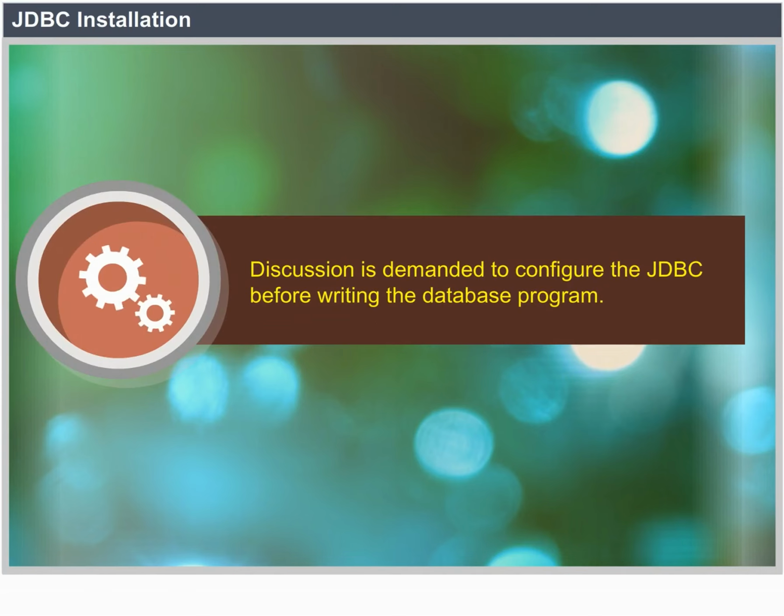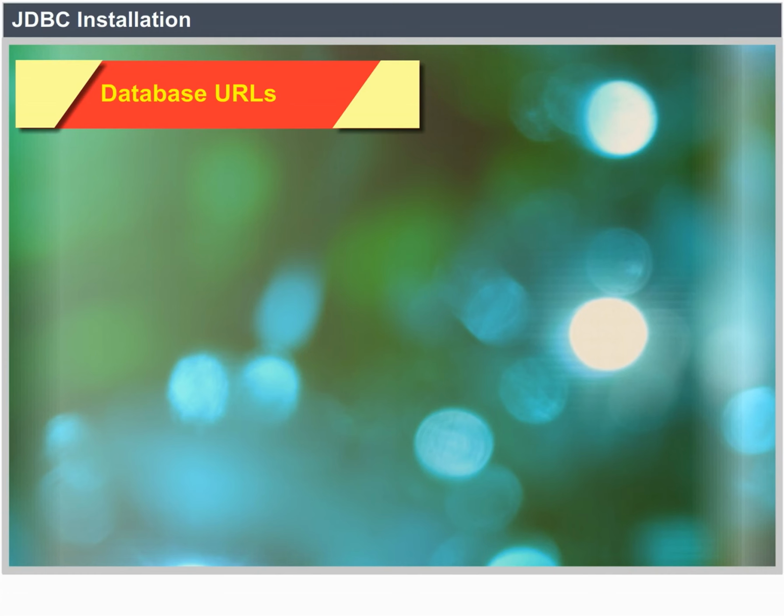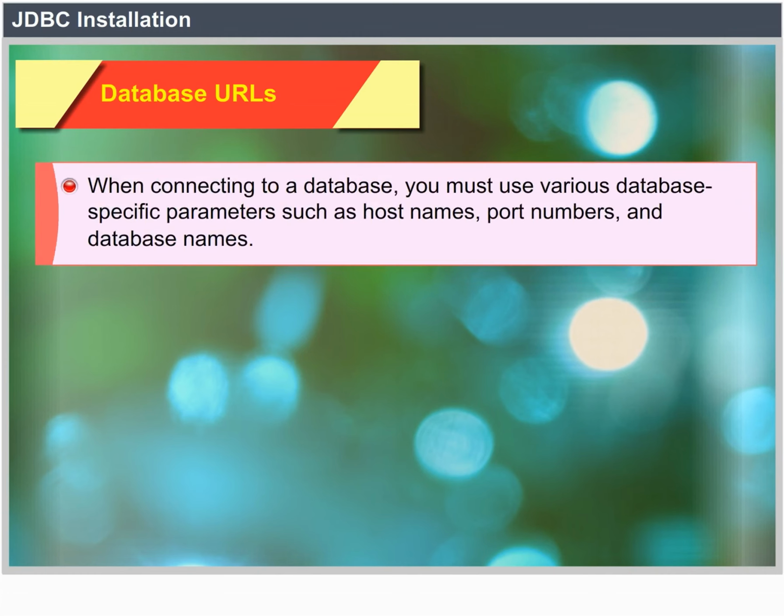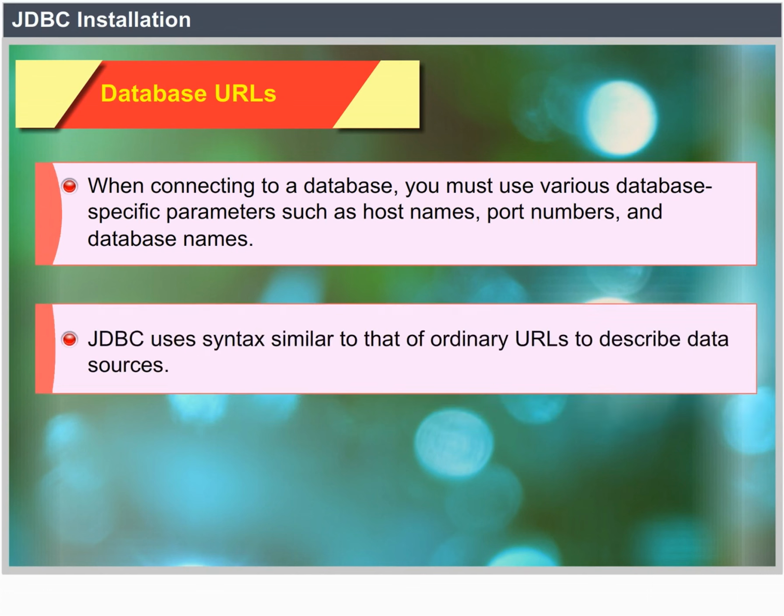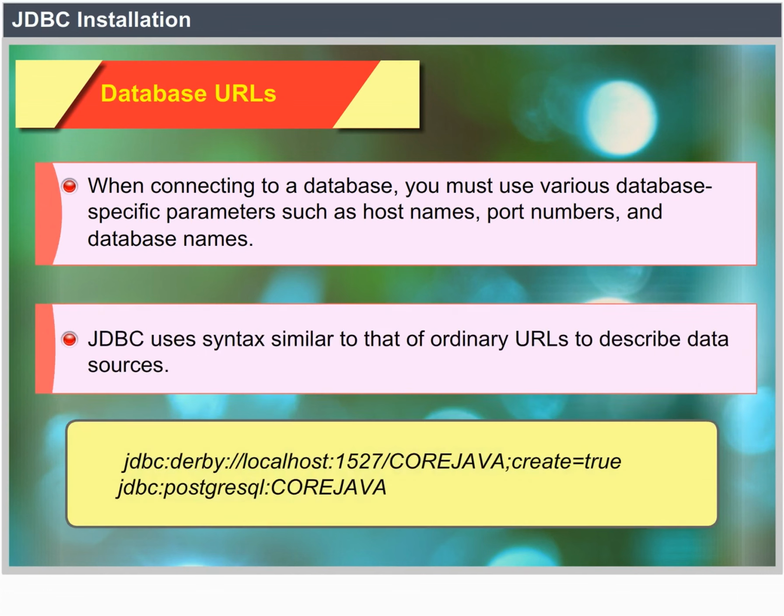JDBC installation. Discussion is needed to configure JDBC before writing the database program. Database URLs. When connecting to a database, you must use various database specific parameters such as host names, port numbers and database names. JDBC uses syntax similar to that of ordinary URLs to describe data sources.